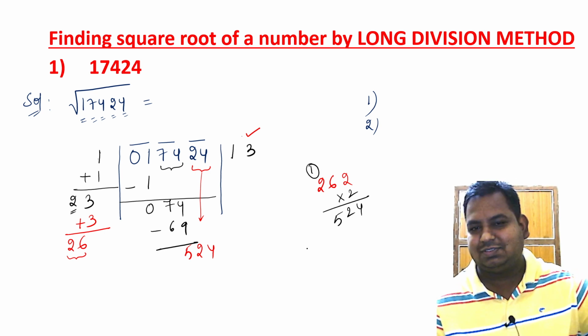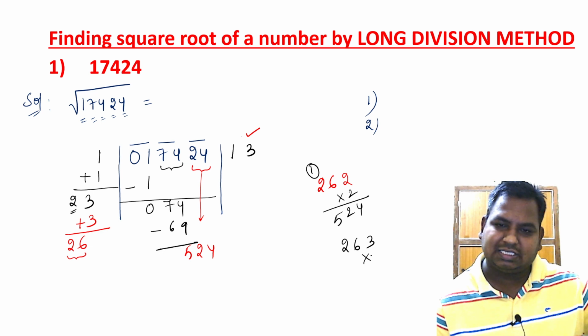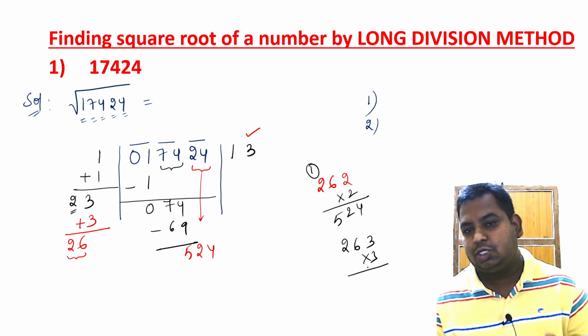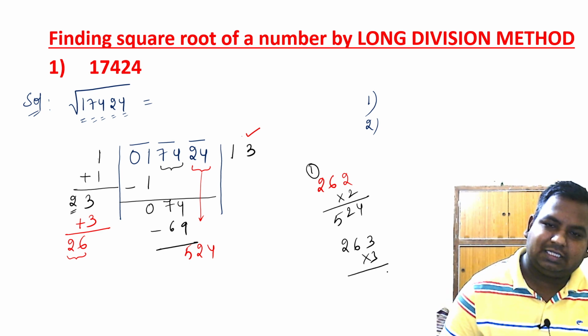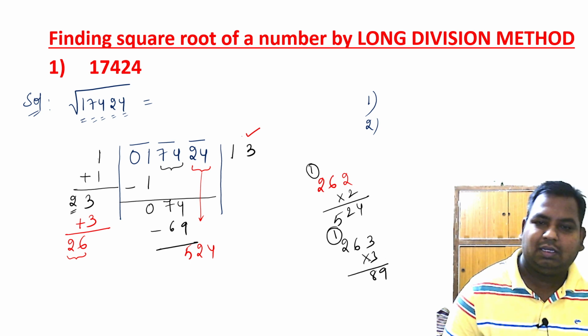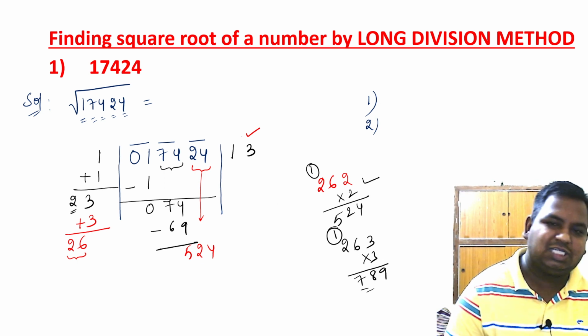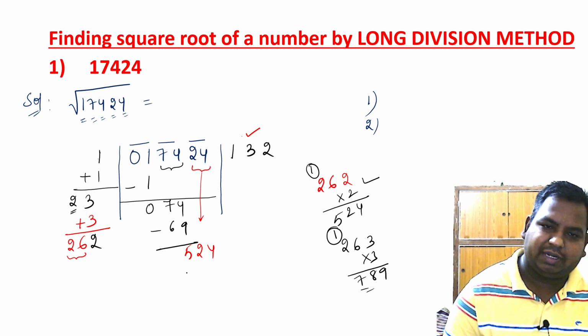Oh, what a coincidence. Okay, for example, we have 26. If I write 3 beside 26, the same number I have to multiply. That means 263 3s are, 3 3s are 9, 3 6s are 18, carrying 1, I'll have 789. But here 262 2s is 524, and that is working here. So remainder is 0.